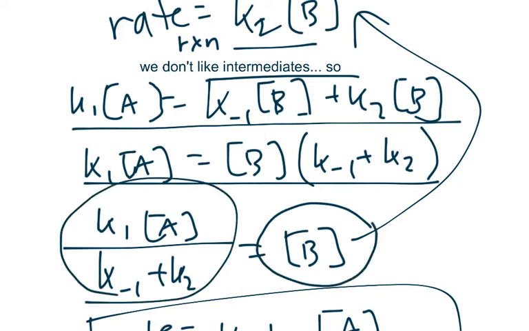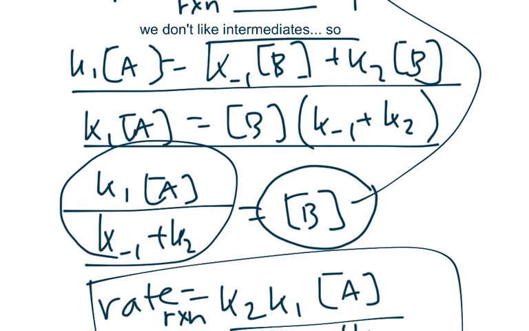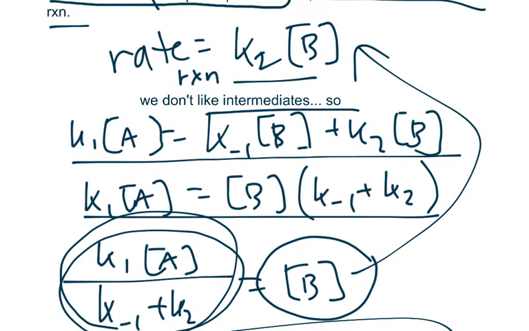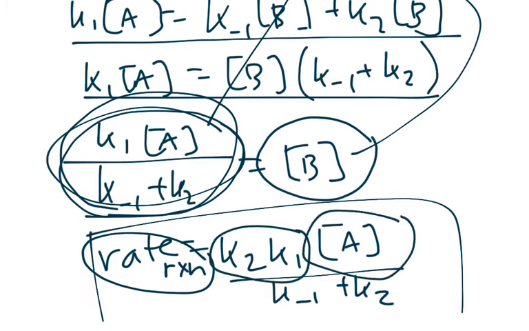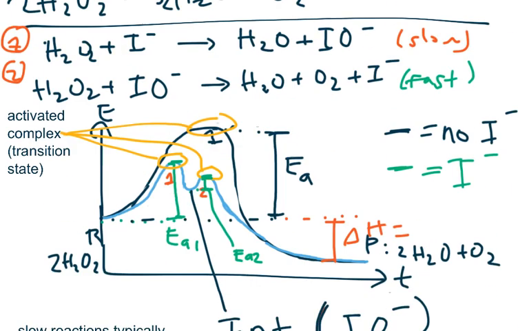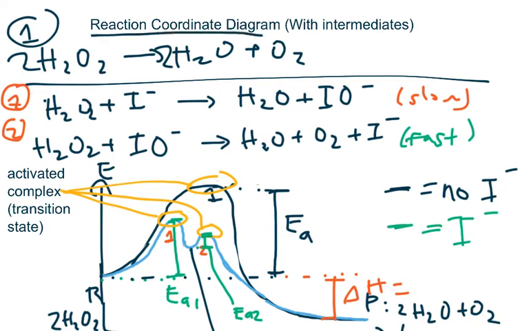And it turns out that the concentration of B, using some algebra, is equal to all this stuff. And notice how we could substitute this stuff for the concentration of B, and we get that the rate of the reaction is equal to k2 times k1 times the concentration of A over k-1 plus k2. So that's pretty cool, right? Now, let's look at our reaction coordinate diagram once again, but let's include intermediates.